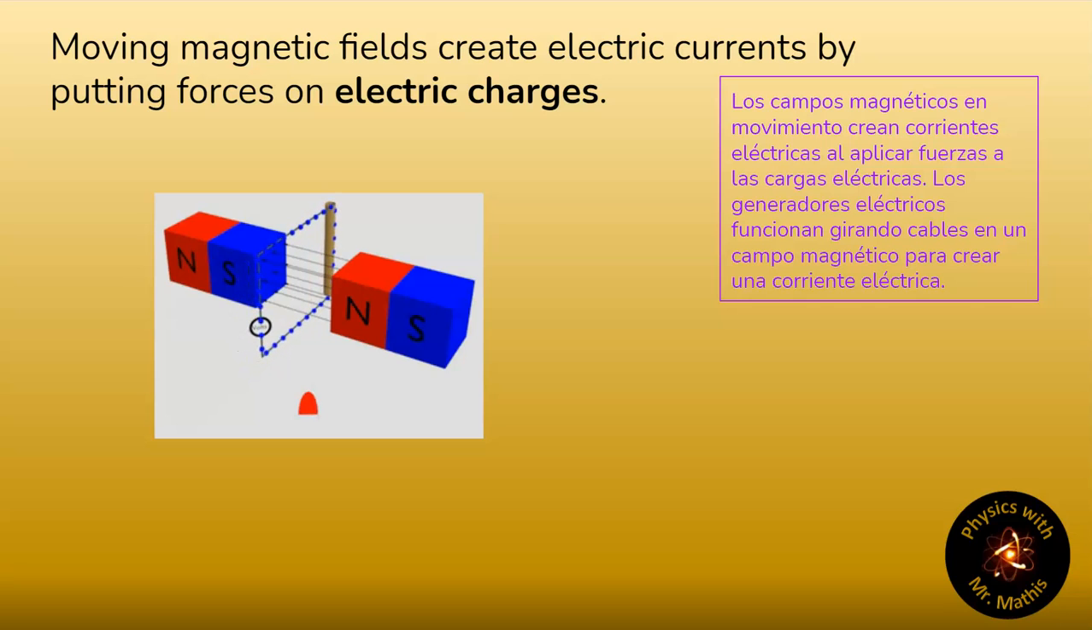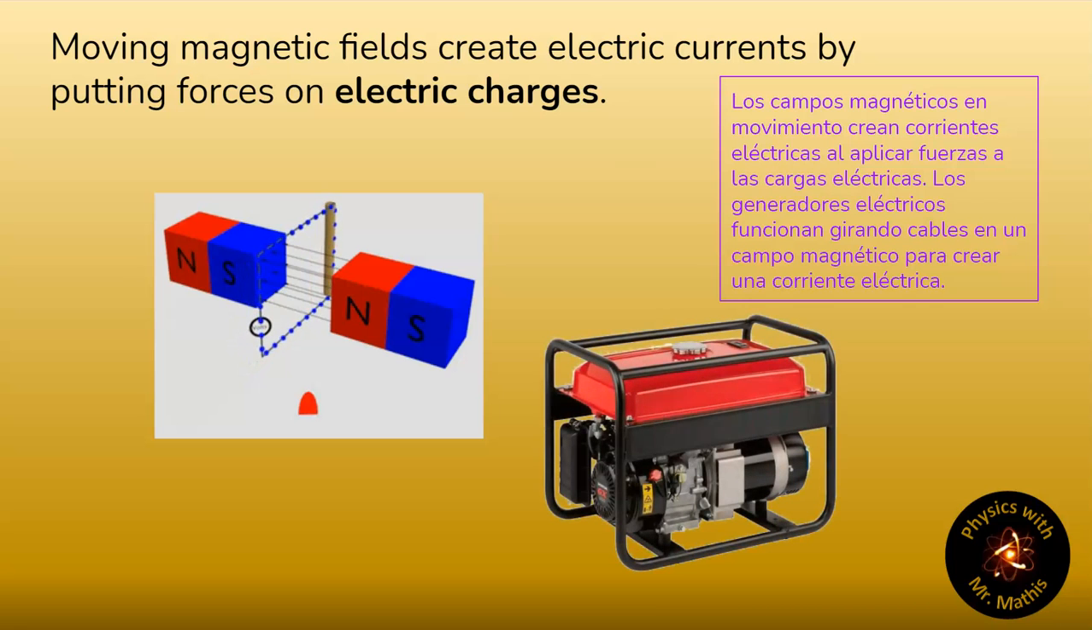When a magnetic field moves, it can cause electric currents because it puts a force onto the electric charges and makes them move. This is how electrical generators work. They spin a wire in a magnetic field, and the magnetic field causes an electrical current in the wire and creates electricity.